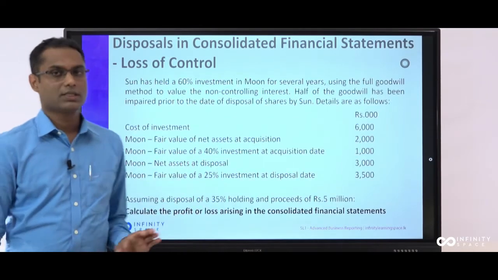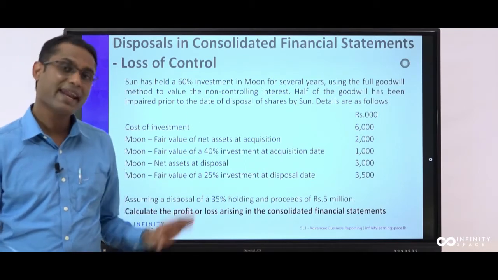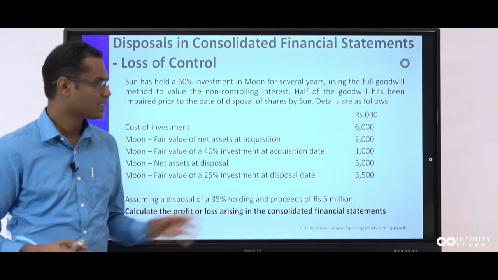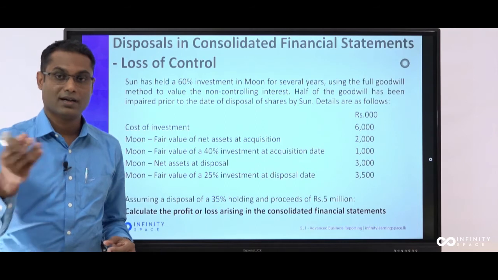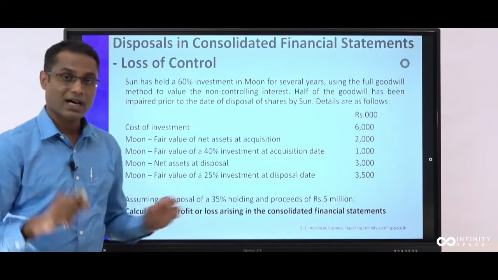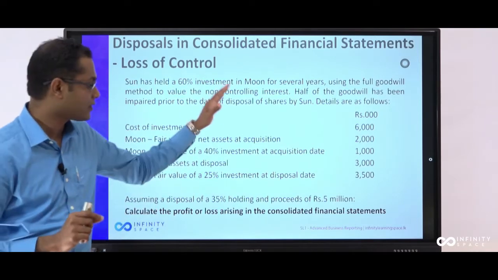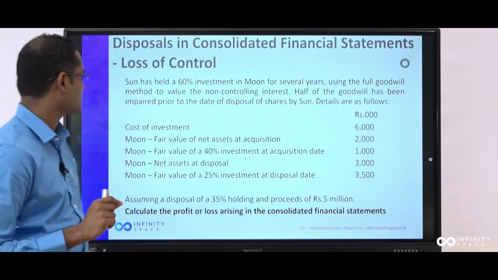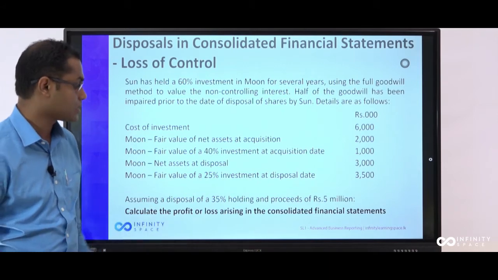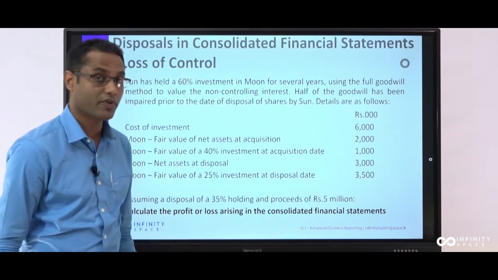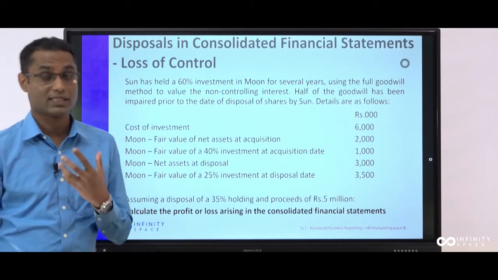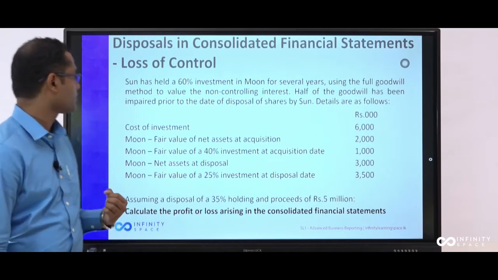Now what I did was, I have given you an example for you to understand the entire aspect of the disposal. This is not a part of the pilot paper question, but it's a separate question for you to understand all aspects relevant to the disposal. Right? If you look at the requirement of the question first, calculate the profit on disposal arising in the consolidated financial statements. So what is the profit or loss on disposal in the consolidated financial statements? That means the consolidated income statement.